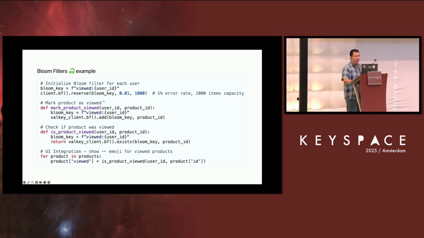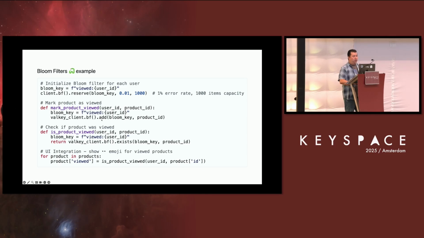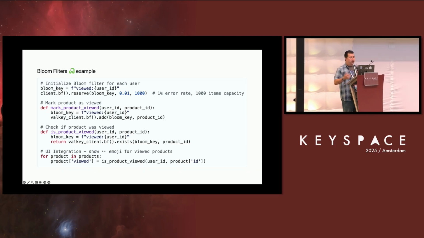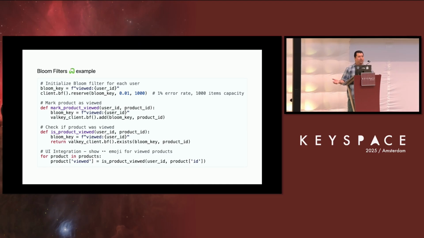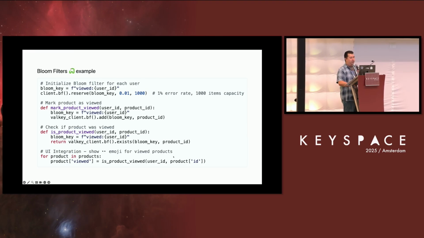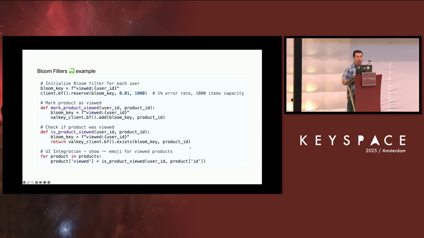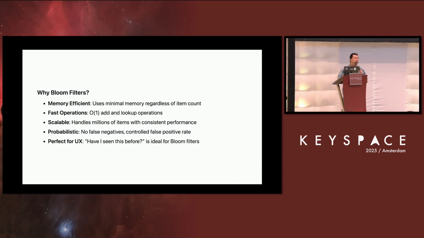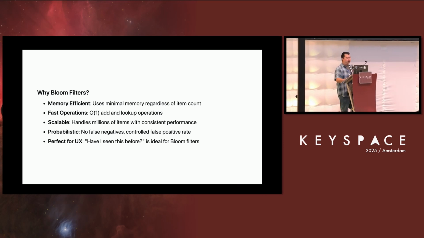It's super simple. As you can see, it's an O(1) operation to add the item, in this case the product ID, to this Bloom key for the user. And then whenever you're checking, all you do is check with the exist command. So it's super simple. And then, of course, for the UI integration, we just iterate over the list of products. So just a summary, memory efficiency uses less memory than you would with a normal set, and it's extremely fast operations.